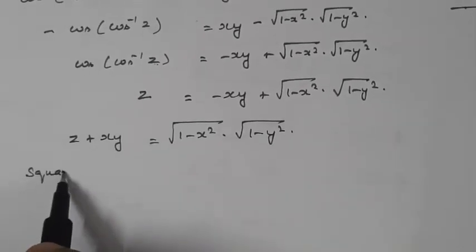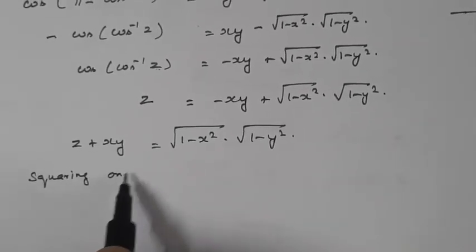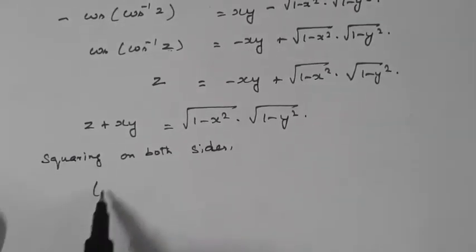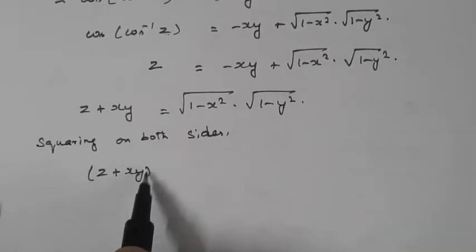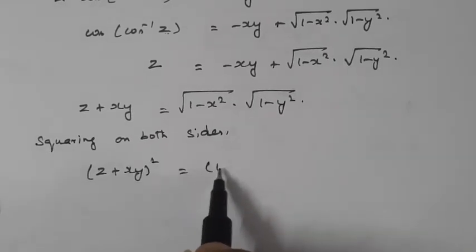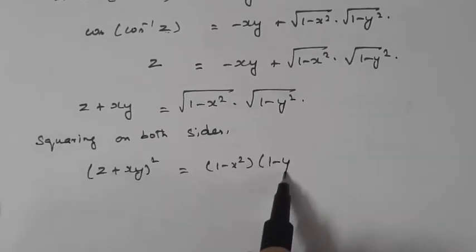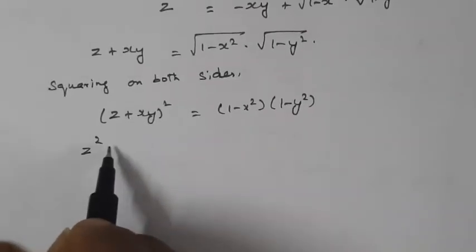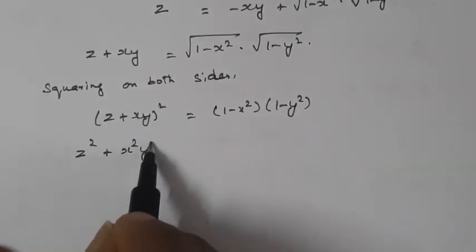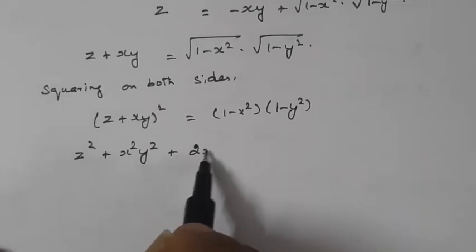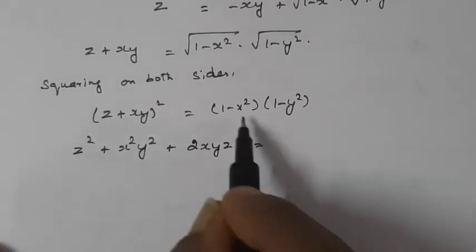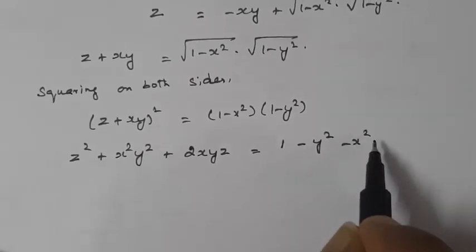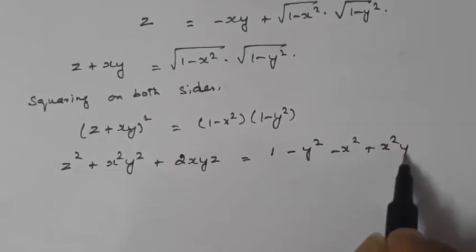Let us square both sides to get rid of the square roots. So, squaring on both sides, we have z plus xy the whole squared is equal to 1 minus x squared into 1 minus y squared. Now expand this, so it would be z squared plus x squared y squared plus 2xyz is equal to 1 minus y squared minus x squared plus x squared y squared.